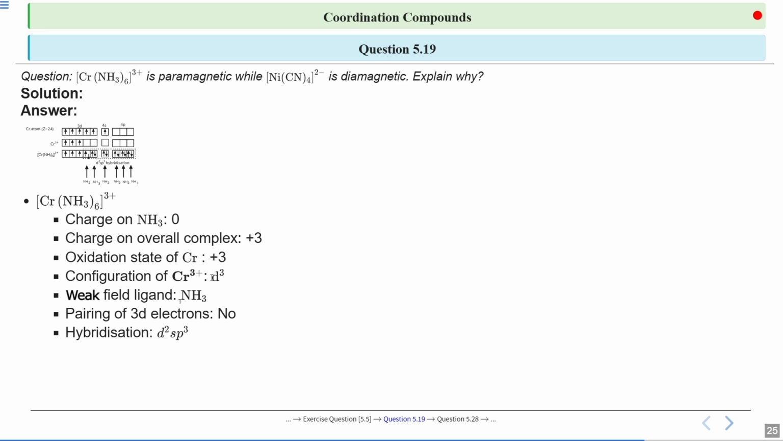That means 2 d orbitals, 1 s orbital and 3 p orbitals are going to contribute to the hybridization. Unpaired electrons, yes, there are unpaired electrons present in the 3d, right? Because d3 configuration means 3 singly unpaired electrons. So these remain unpaired due to the presence of the weak field ligand ammonia. So we have the presence of unpaired electrons, and it will make the magnetic nature of this complex paramagnetic.